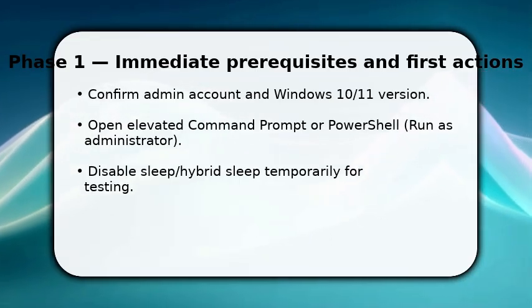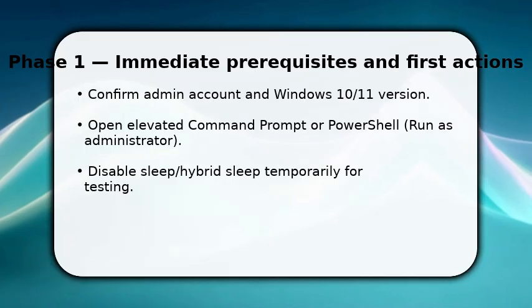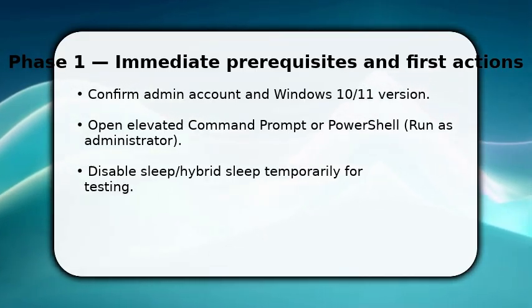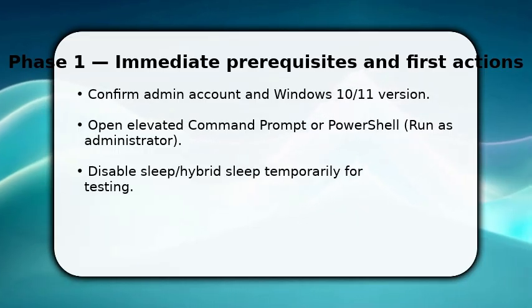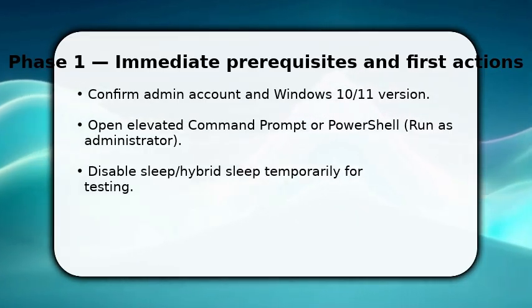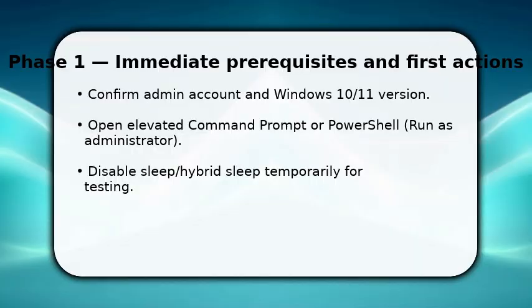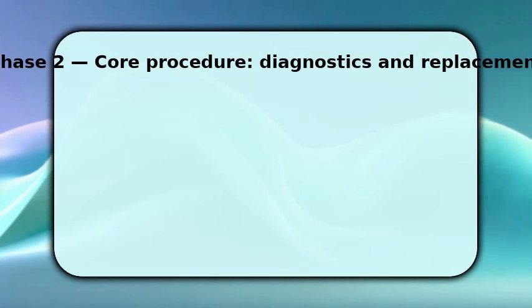Once done, you'll disable sleep or hybrid sleep briefly so settings apply reliably. Type powercfg change standby-timeout-ac 0 to avoid interruptions. Make sure to note current settings before changing them so you can revert if necessary. This avoids surprises later. Now you create and tune the performance plan.